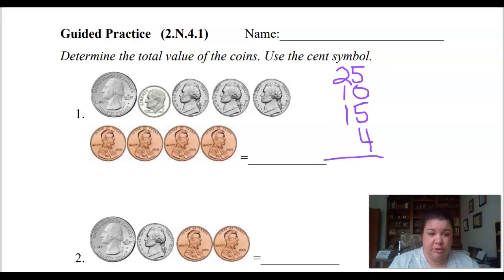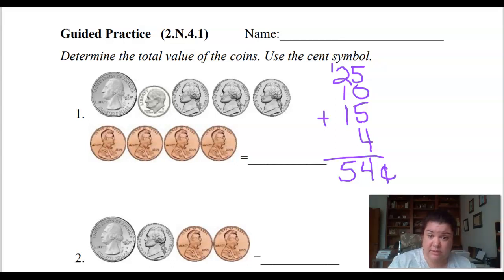Okay. Now, I want you to pause the video, and I want you to add this up, please. So pause the video now and do this on your own. All right. 5 plus 5 is 10, plus 4 is 14. We got to put 4, carry the 1. So we have 2 plus 1 is 3, plus 1 is 4, and then our 1 we carried, 4 plus 1 is 5. So this is worth 54 cents.